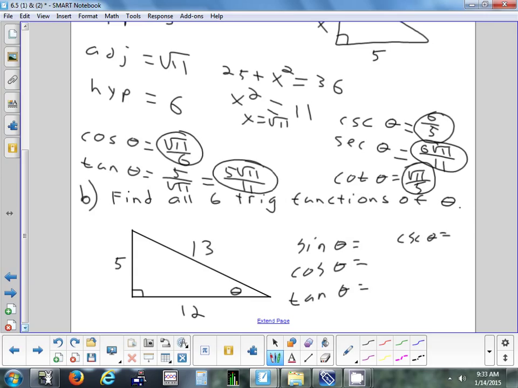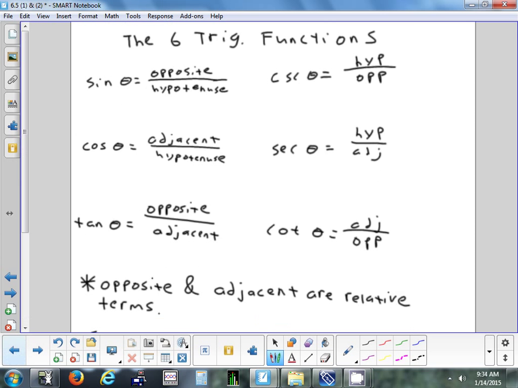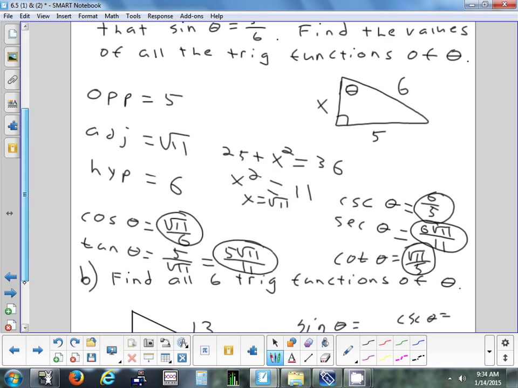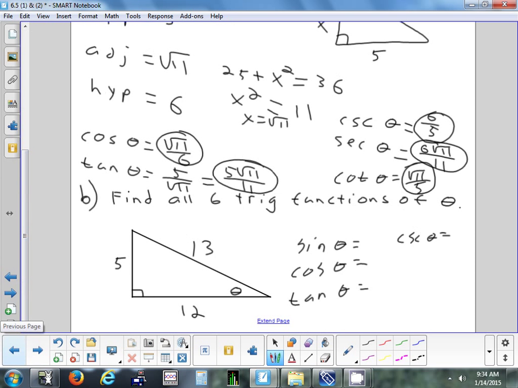Okay, just give me the name of side 5. That's opposite. Give me the name of side 12. Adjacent. Let's go back to our trig functions and see which one was opposite and adjacent. Was that sine? No. You gave me which one? Tangent. So that's good. We can still write down tangent. It's 5 over 12.